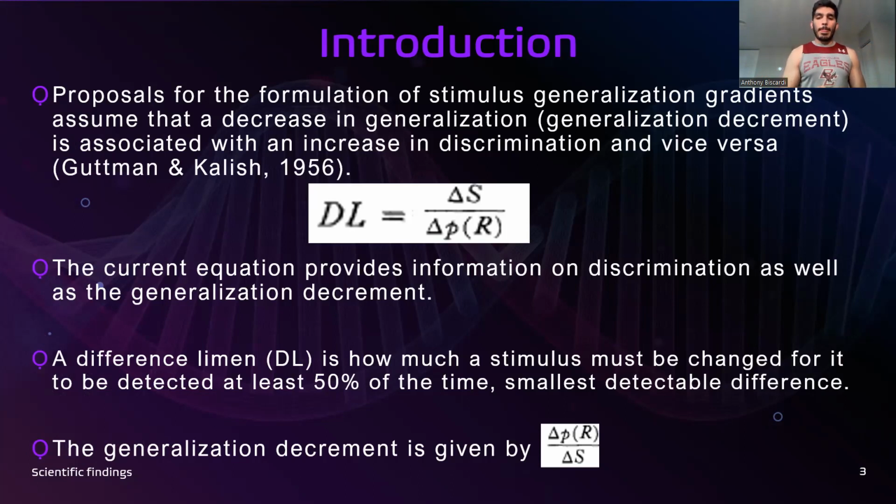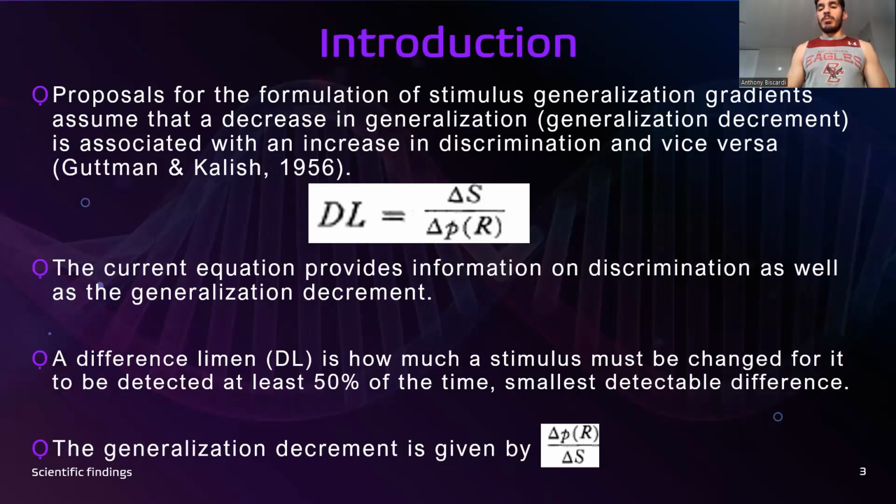So for instance, lower values of the difference limen mean that the organism is able to distinguish stimuli very well between one another. For instance, say they're given a wavelength of light at like 580 nanometers and they're trained at that wavelength. And then you show them 581 nanometer wavelength and they don't respond to it, but they only respond to the 580. That would mean that the DL would be a low value because they're very good at discriminating. If DL is high, then that means that they're not very good at discriminating between those stimuli.